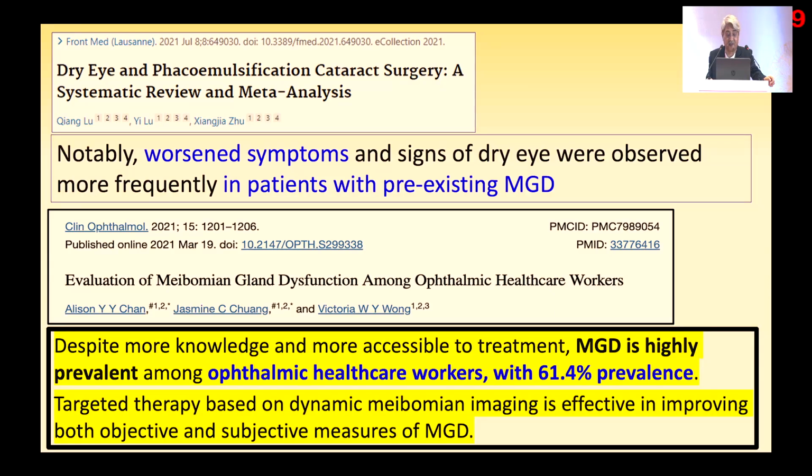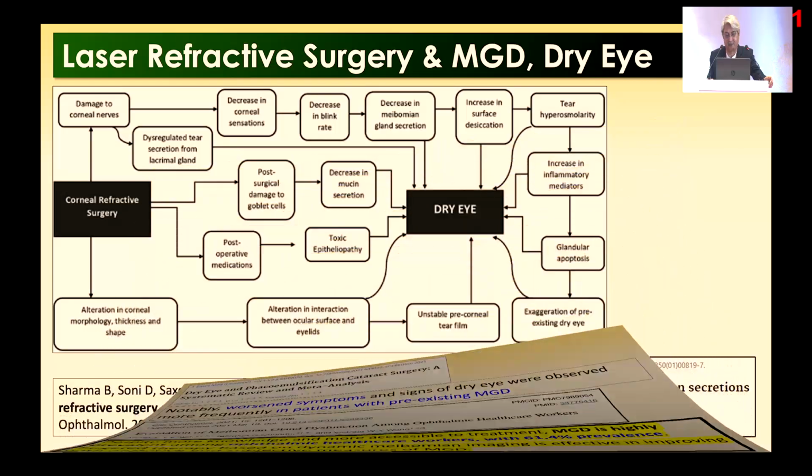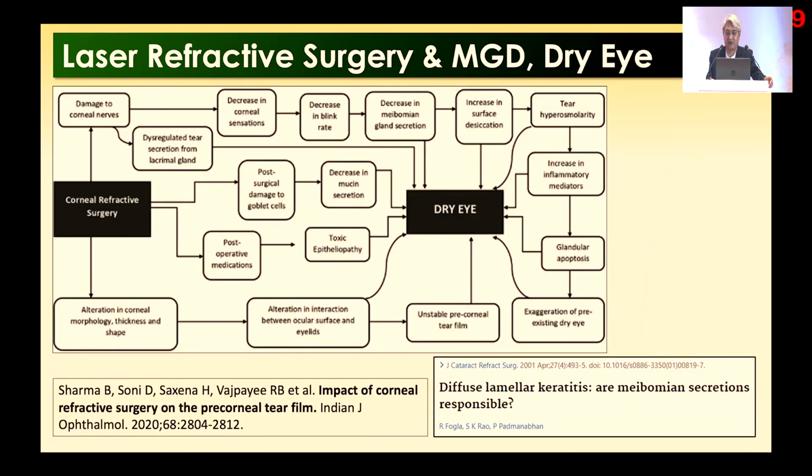This is an interesting study in Clinical Ophthalmology that despite more knowledge and more accessible treatment, MGD is highly prevalent among ophthalmic healthcare workers, among ophthalmologists and other healthcare providers. The prevalence is 61%. So targeted therapy based on dynamic meibomian gland imaging is effective in improving both objective and subjective measures of MGD. There is also a role with laser refractive surgery, MGD and dry eye.